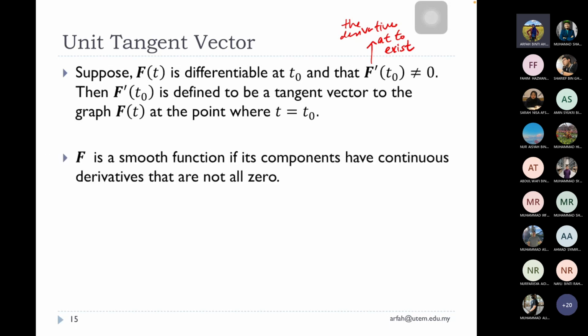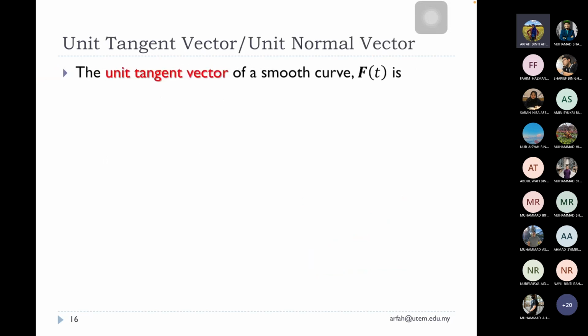Okay, so f is a smooth function if its components have continuous derivatives that are not all zero. So maksudnya graph dia tu tak ada continuity, dia akan smooth je. So the derivative at this slope, derivative at all of this function, there is no hole, no gap. That is what it's called. The function is smooth in its components. Okay, so from here kita boleh dapatkan the unit tangent vector or unit normal vector.